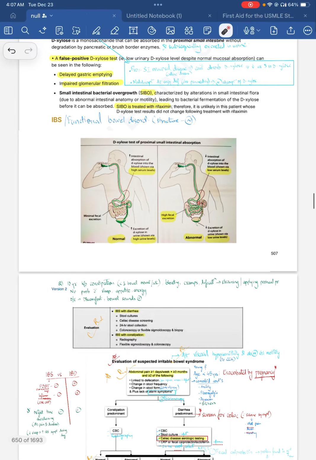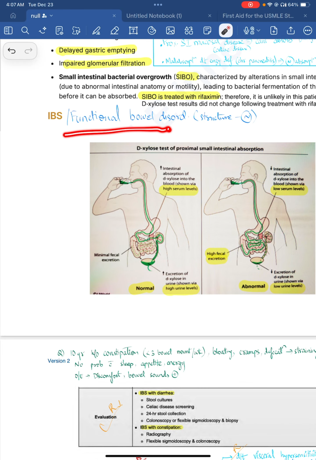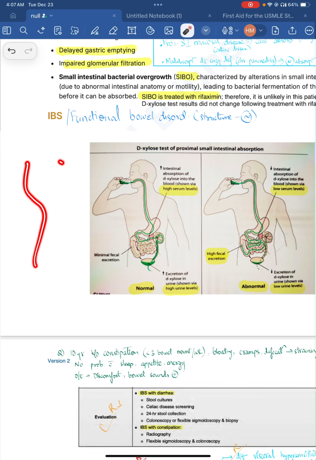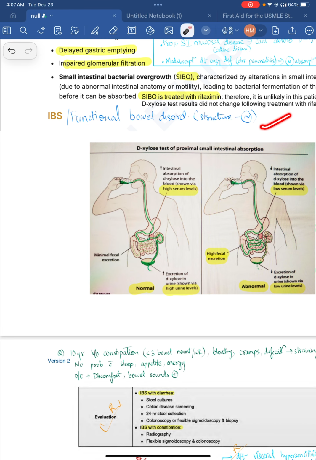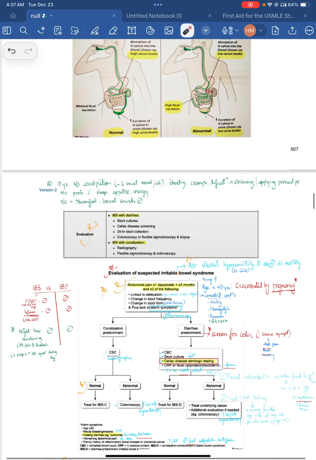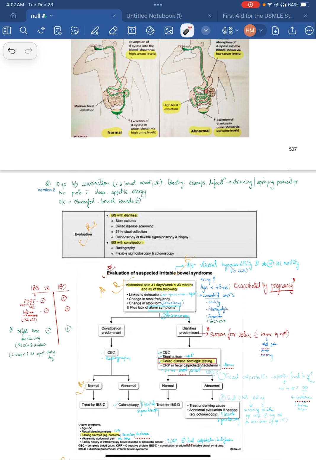What is IBS? IBS is a functional bowel disorder. That means there is no problem in the small intestine or in the large intestine. The intestine is perfectly normal in structure, but the function is the problem over here. The structure is normal, but the function is impaired. That will lead to either diarrhea predominant type or constipation predominant type or both.